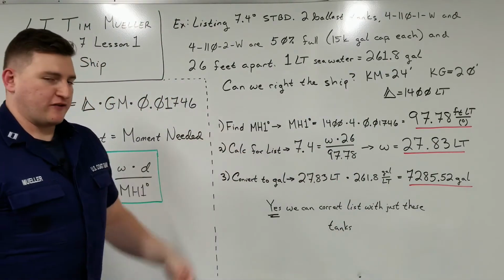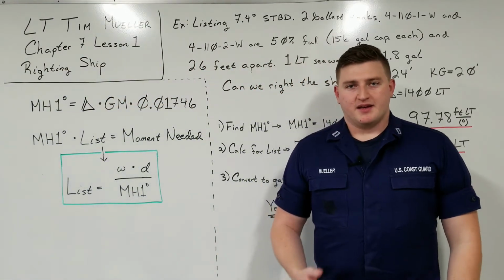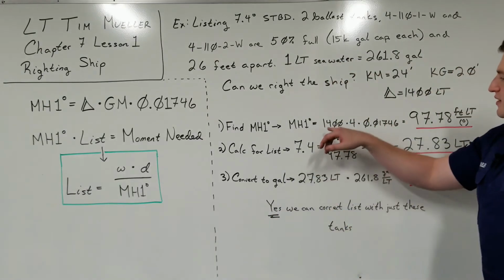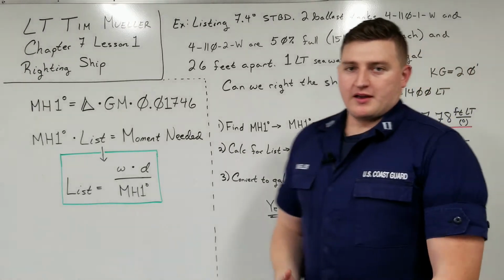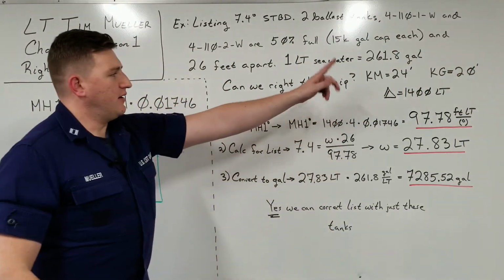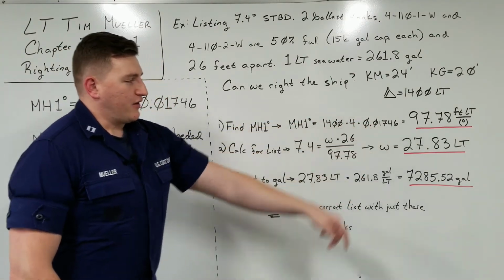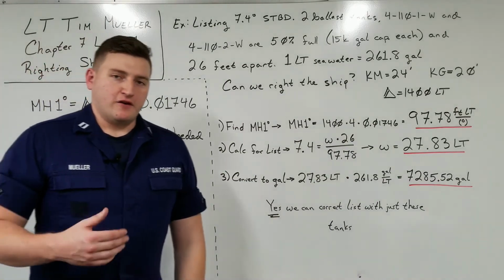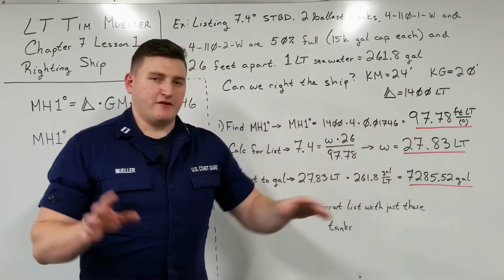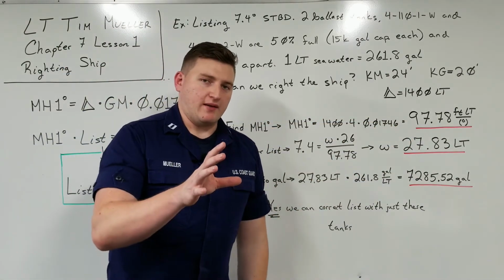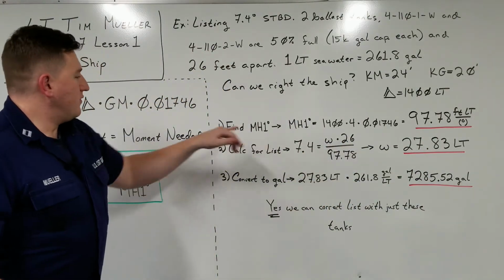So step number 1, we have to find the moment to heel 1 degree. And that's just the displacement of the ship times the metacentric height times 0.01746. So we know the displacement, 1,400. We know the metacentric height, and that's going to be 4 because our KM is 24, KG is 20. So we subtract them from each other and we get 4. Multiply by this number, and we're going to get 97.78 foot long tons per degree, which means for every roughly 98 foot long tons of moment that we shift weight, we're going to have the boat incline 1 degree. So now we have our MH1.